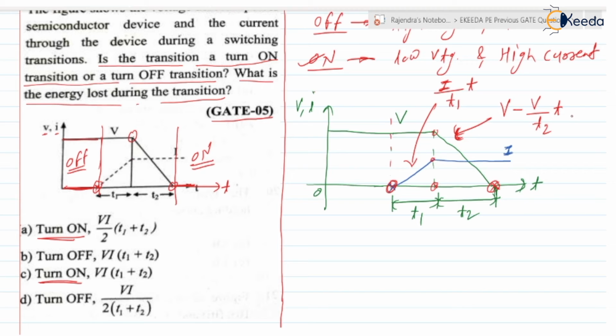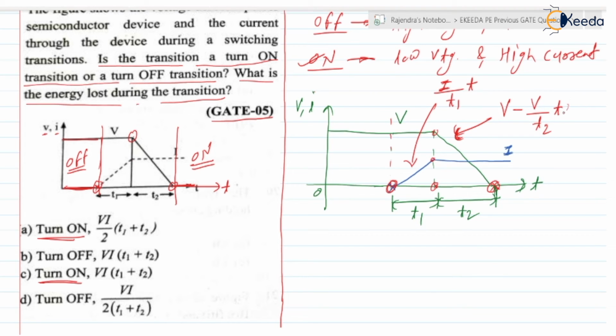You can check it at t is equal to 0. Now this expression is valid only during t2. For this expression t is equal to 0 means this instant, right? So at t is equal to 0, if you check, it is v minus v by t2 into 0, that is nothing but v. So at t is equal to 0, this is v, right?